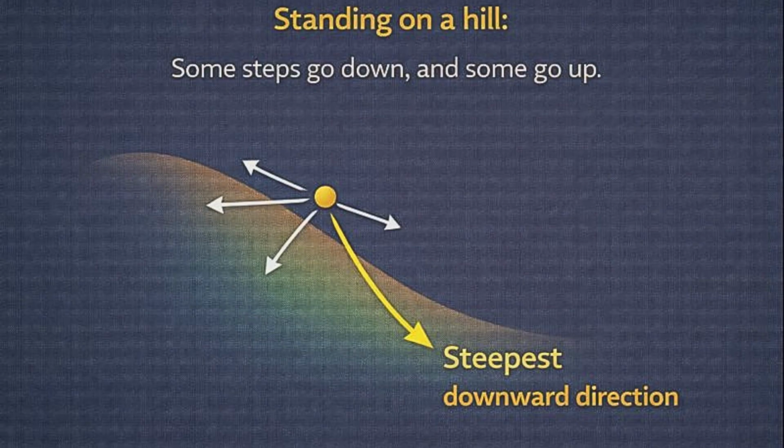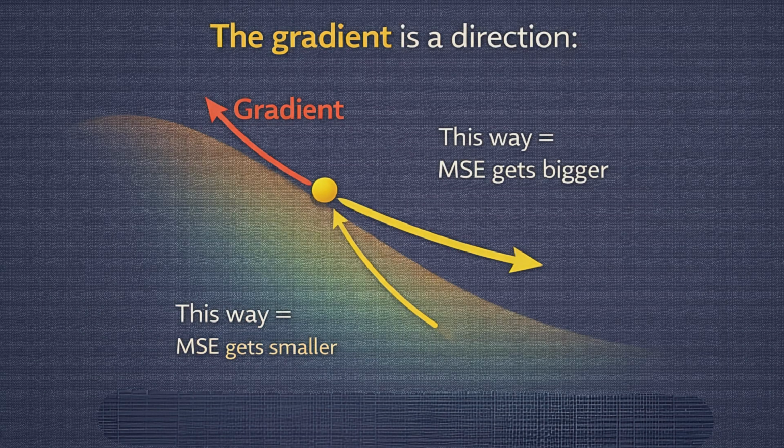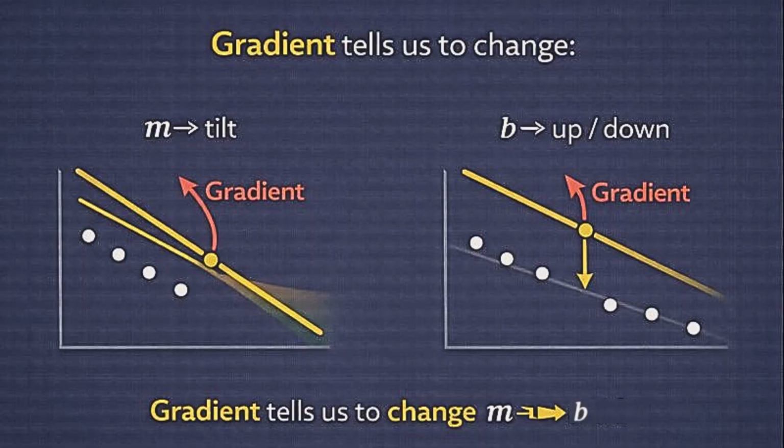Think about standing on a hill. If you take one step in different directions, some steps go down and some go up. What we want is the direction that goes down the fastest. The gradient is just a direction. It tells us which way MSE increases the fastest. So if we go in the opposite direction, MSE decreases the fastest. Remember, our line is controlled by M and B. So the gradient tells us two things. How should we change M and how should we change B?